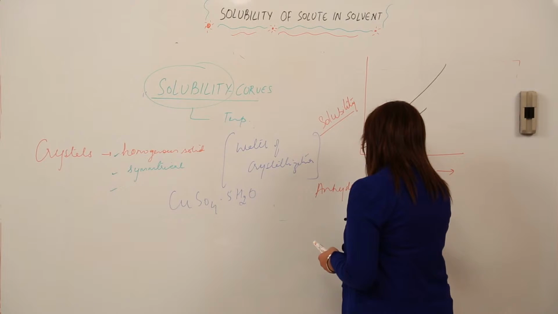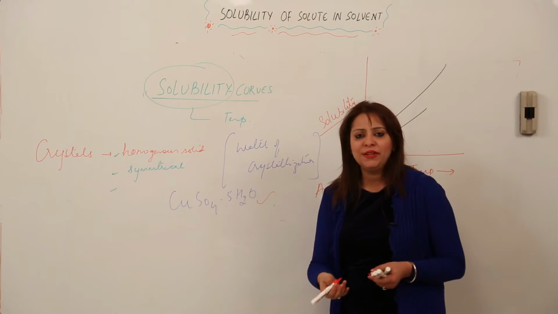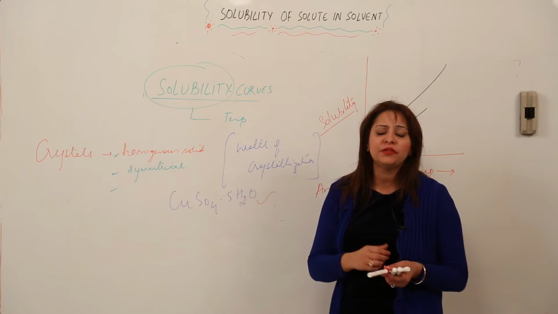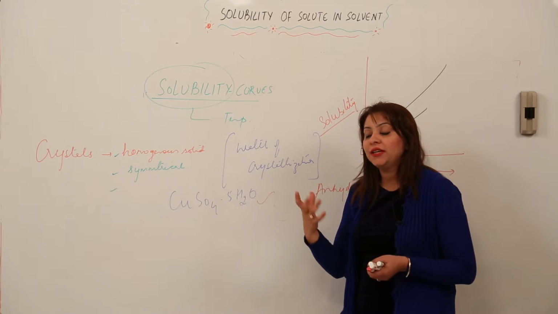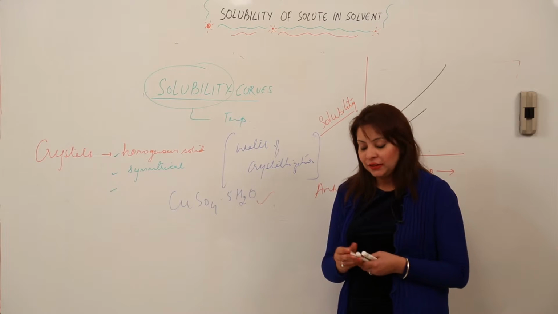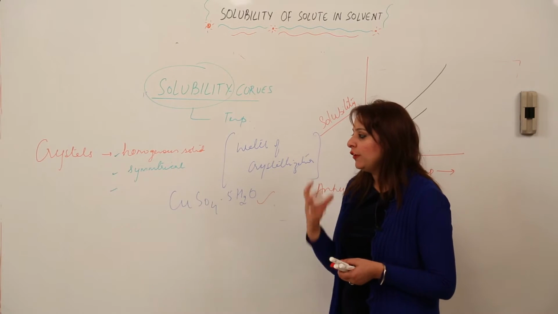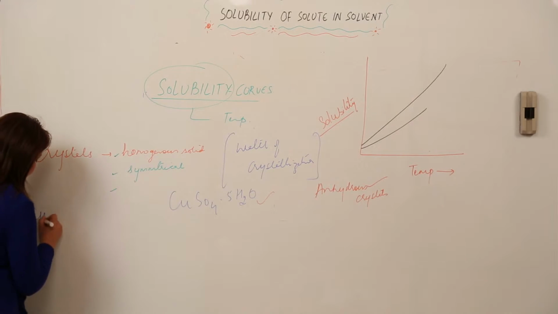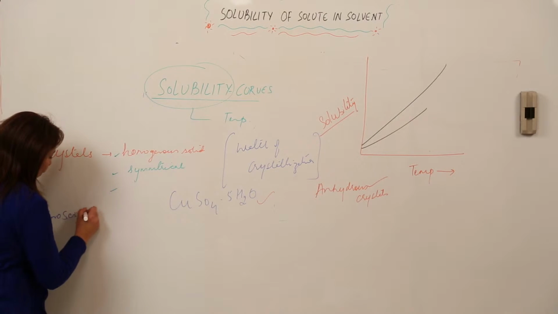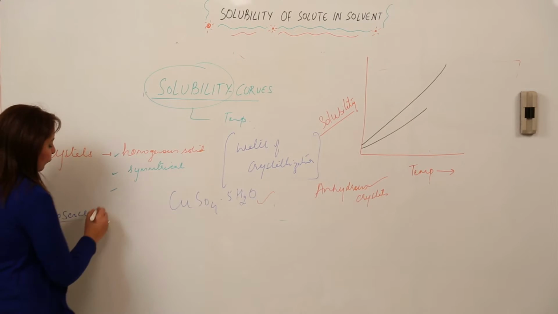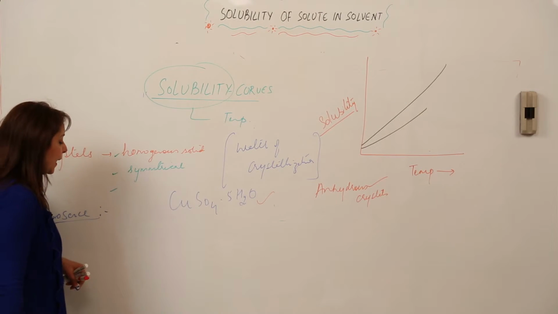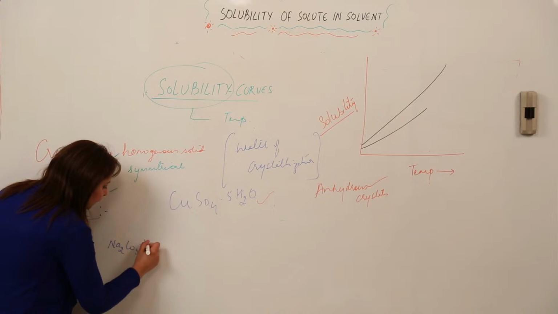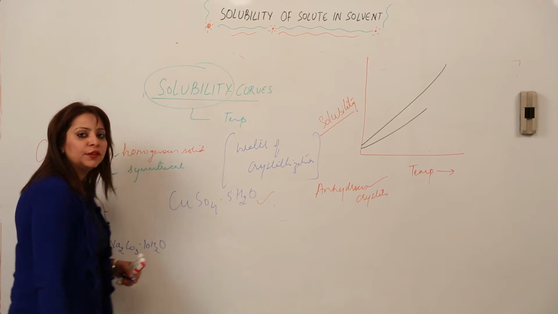You should know that we use different terms. Sometimes you get hydrated copper sulfate, sometimes anhydrous copper sulfate. So you should know the difference between hydrous and anhydrous. Right. Similarly, I am making you familiar with a few more terms. One is efflorescence. What do I mean by efflorescence? I will explain it with an example. Washing soda is Na2CO3·10H2O. You must be familiar with washing soda.